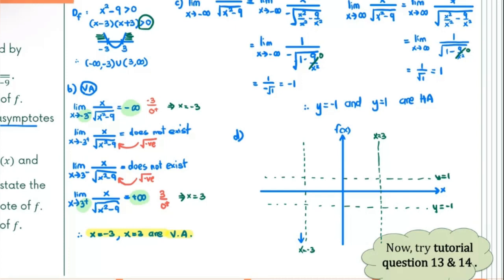So 3 from the right kawasan mana? Sini adalah kawasan 3 from the right and it is approaching a positive infinity. So dia naik ke atas. Okay, so ini adalah behavior berdasarkan vertical asymptote. Okay, now kita tengok pula our horizontal asymptote.